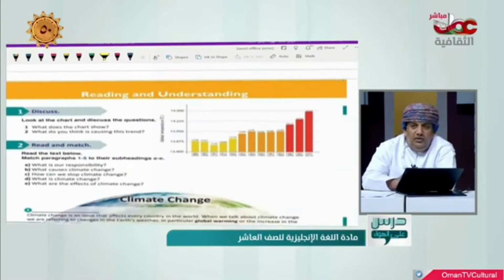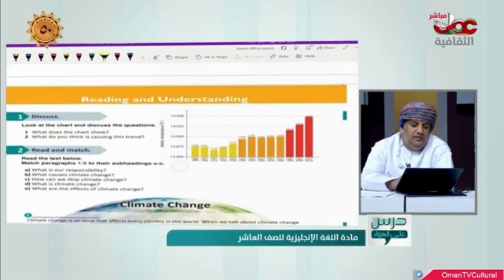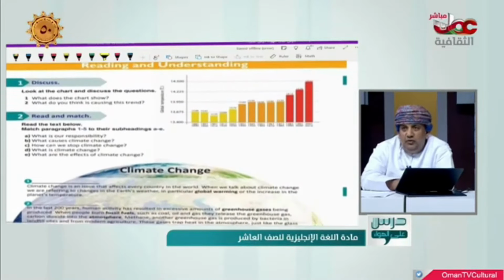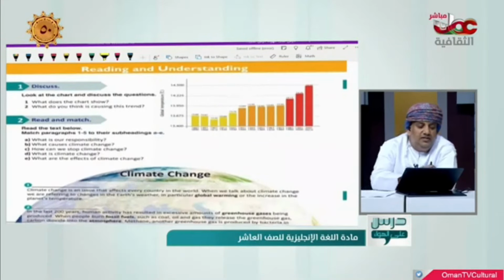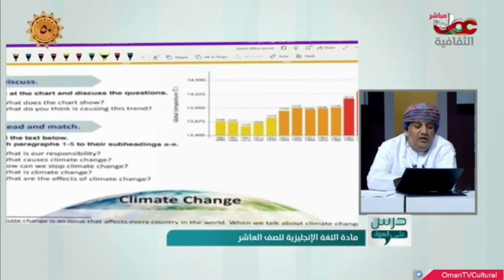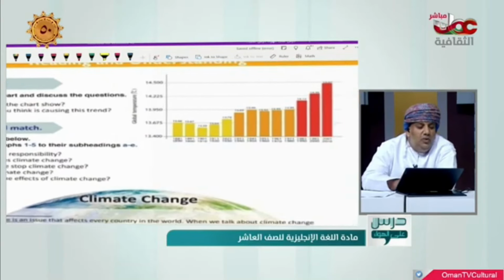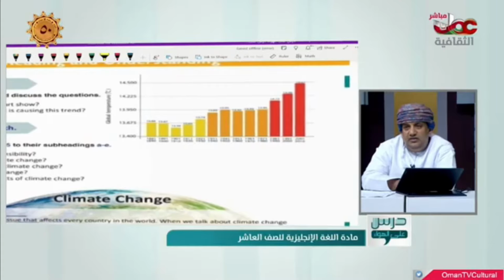Okay. Now let's look at your class book, page number 14. Now we have two questions here, question 1 and question 2. Let's read question number 1. Look at the chart and discuss the questions. What does the chart show? What do you think is causing this trend?